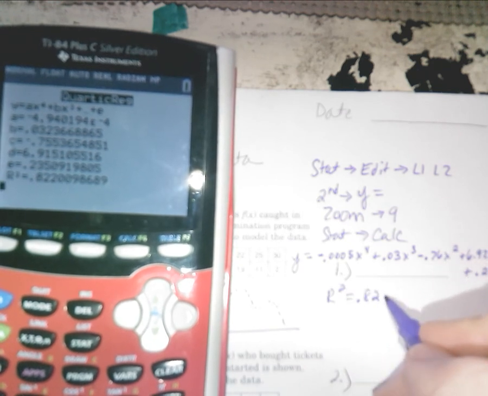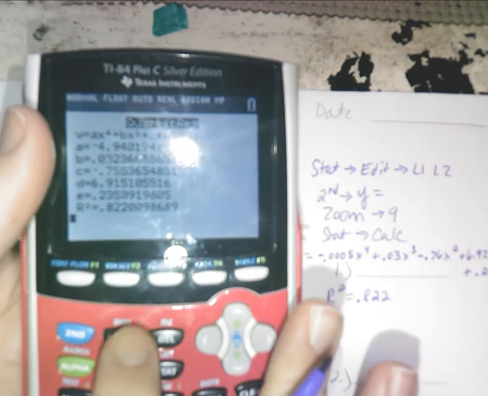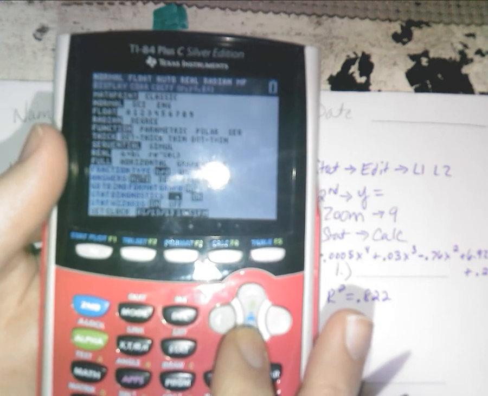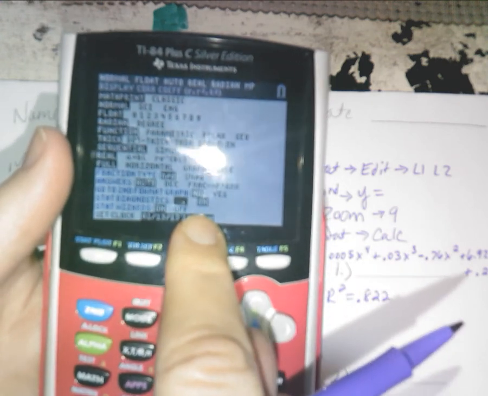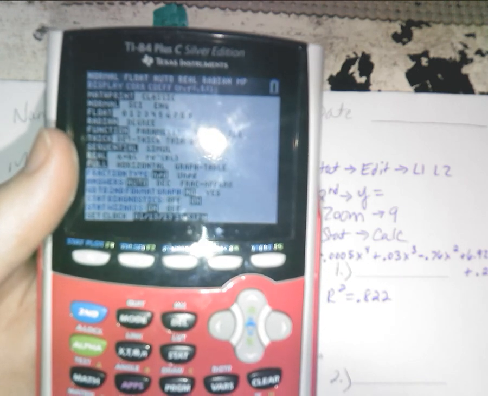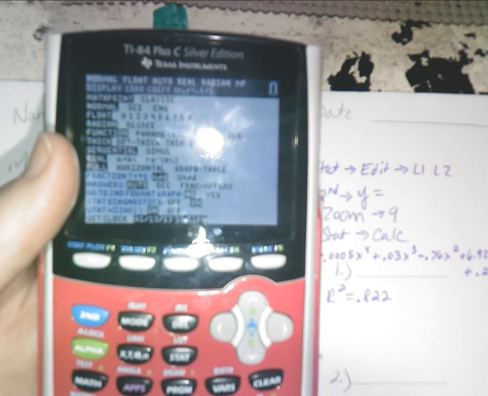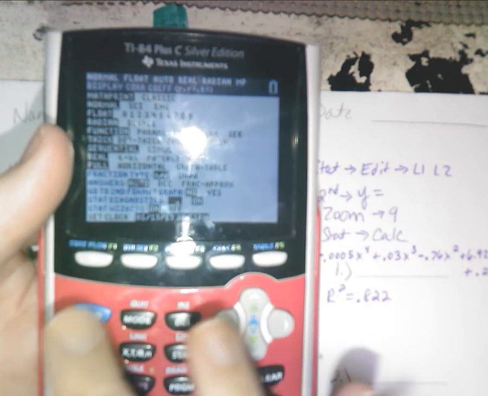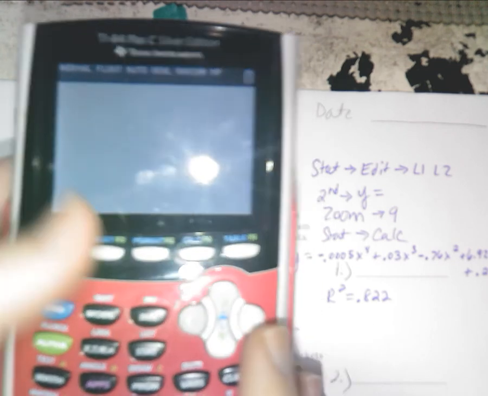If you remember, if you hit mode and go down to where it says stat diagnostics, mine is on. If you have the old calculators, you actually have to go to the catalog and turn the diagnostics on. So I can do that with you in a minute. But check to see if you have mode and if you can scroll down and turn on your stat diagnostics. That'll give you that R squared value.